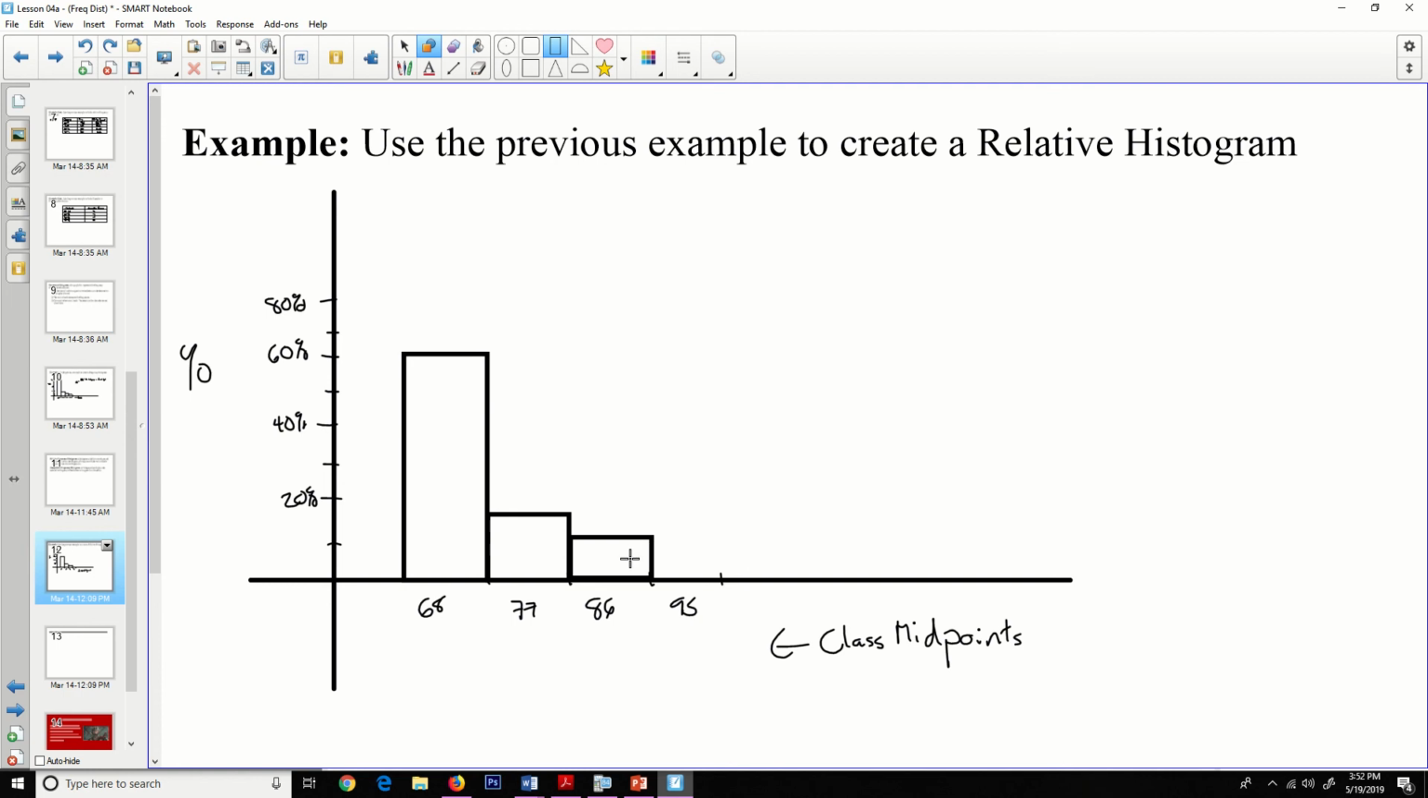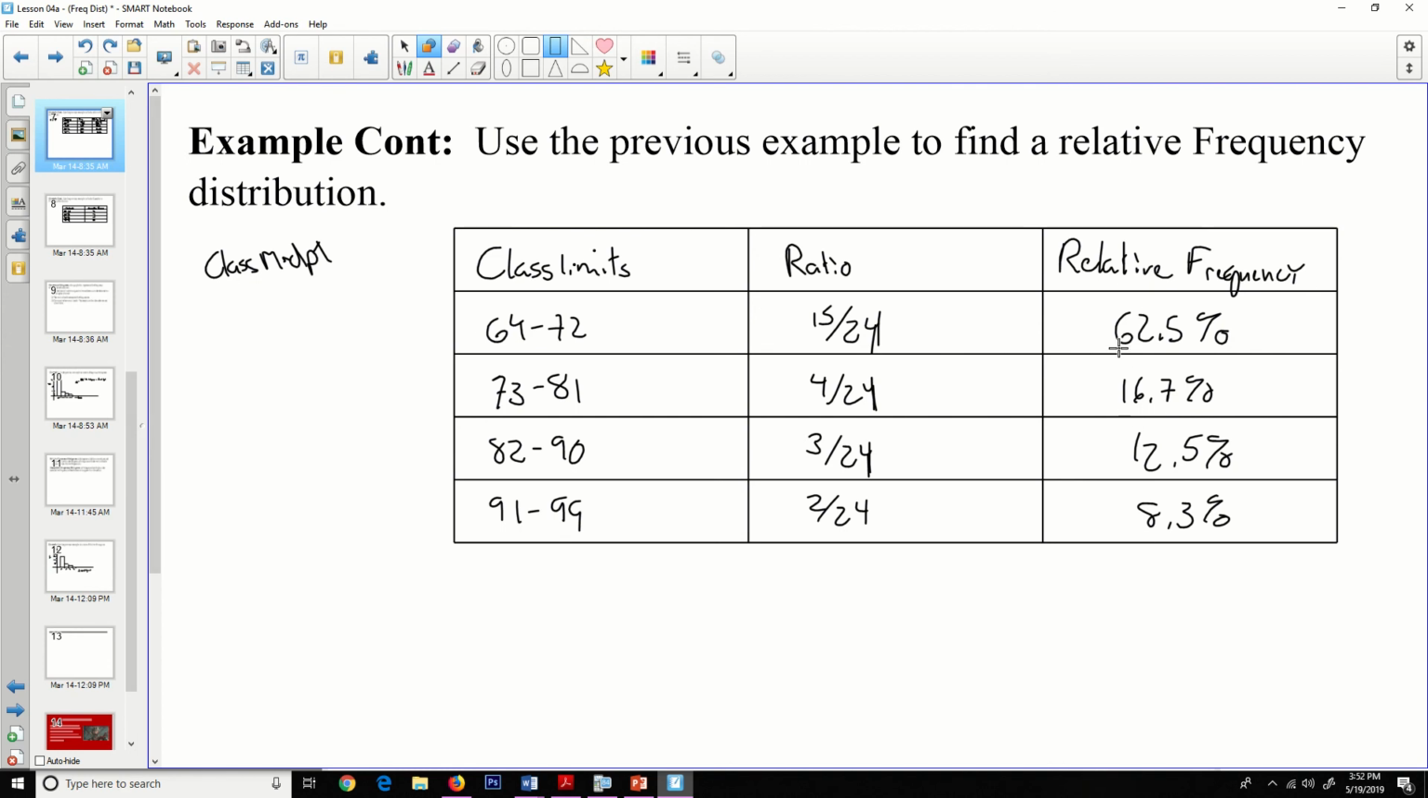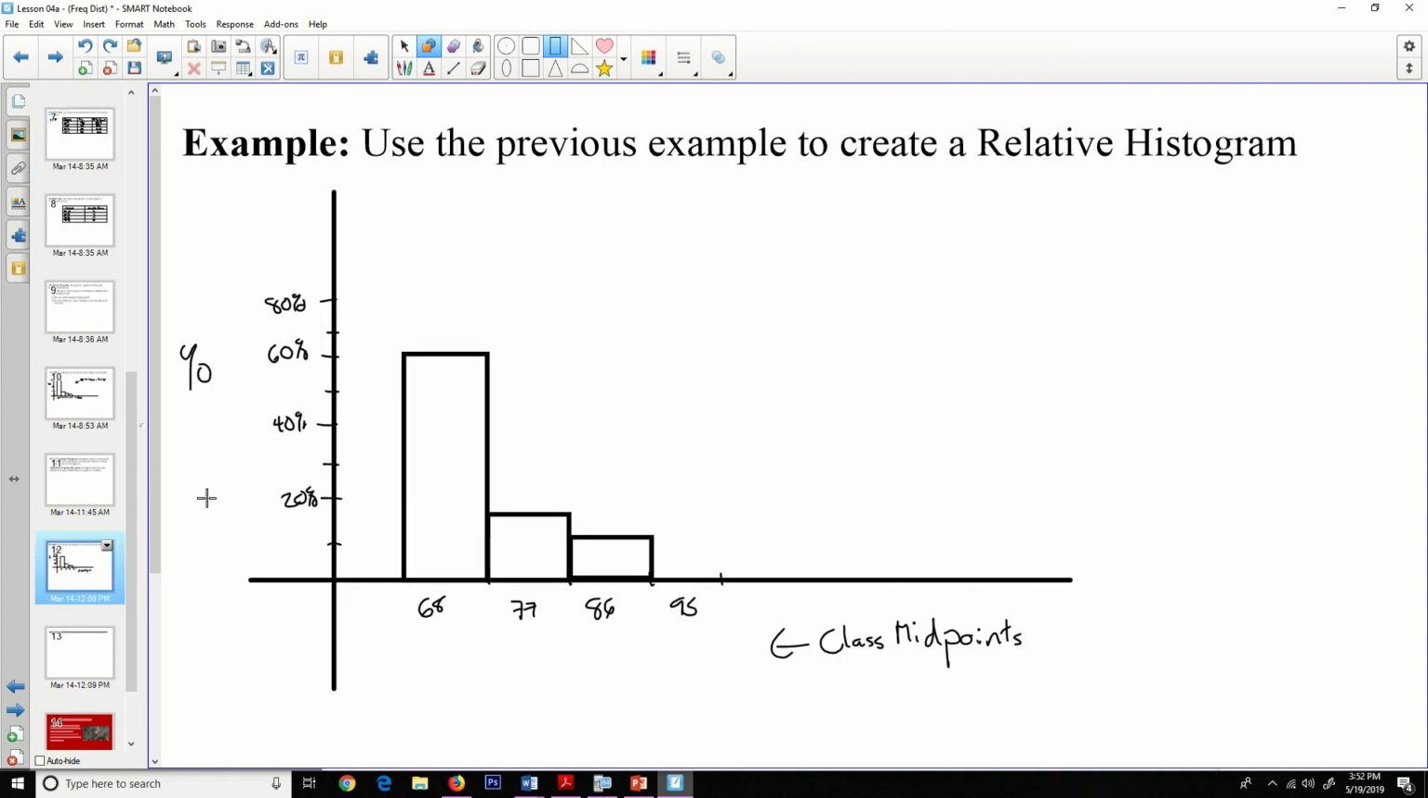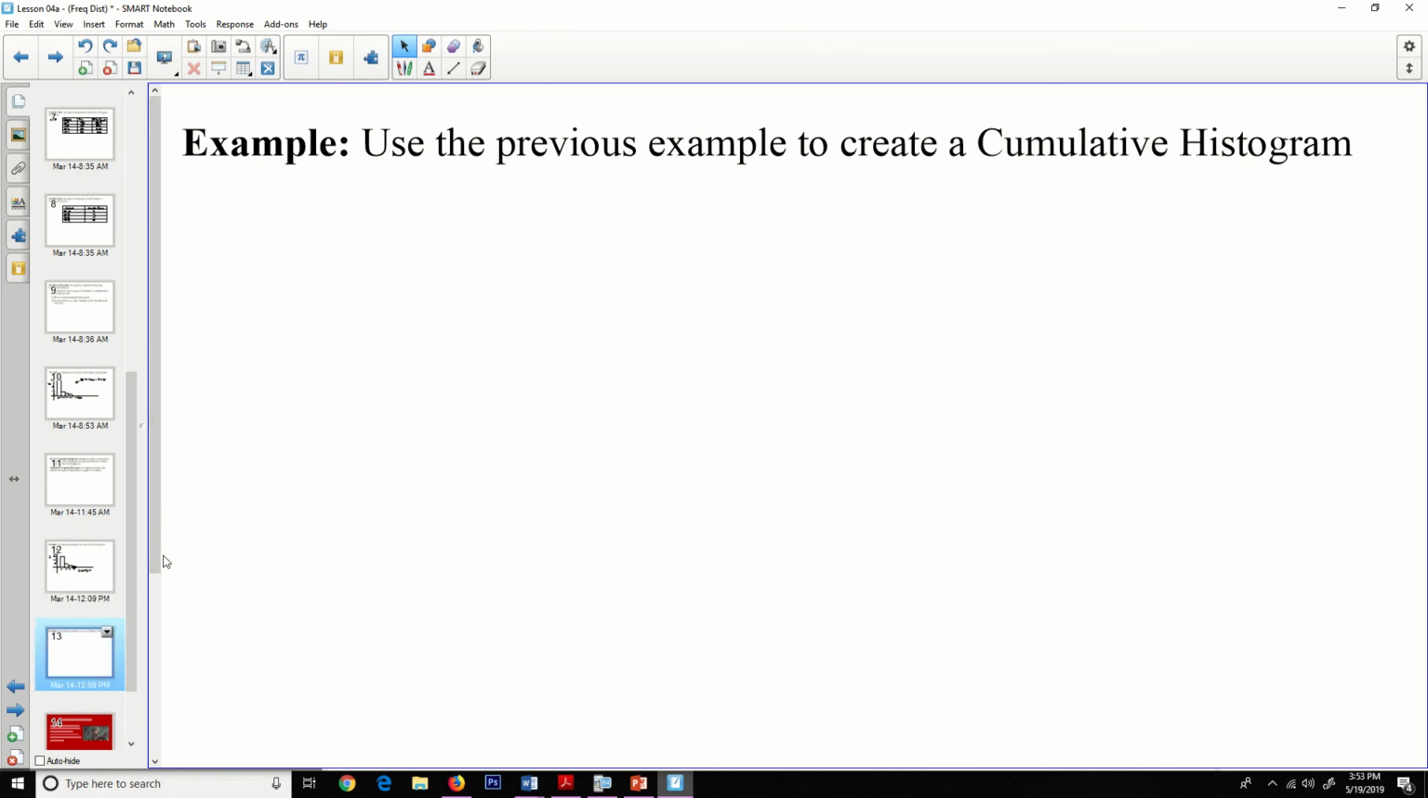And then that last percentage was, and these are the percentages that I'm using, the 62.5, the 16.7, the 12.5, and the last one, 8.3. So on that one, we're going to be just a little bit below that first tick mark to demonstrate that 8% right there. All right, there is our relative histogram. And finally, we're going to do our cumulative histogram.